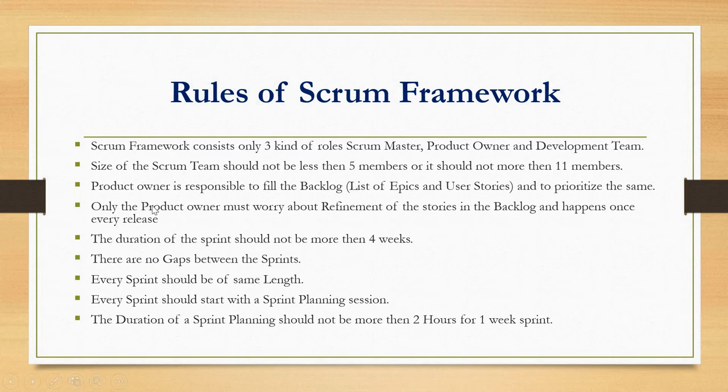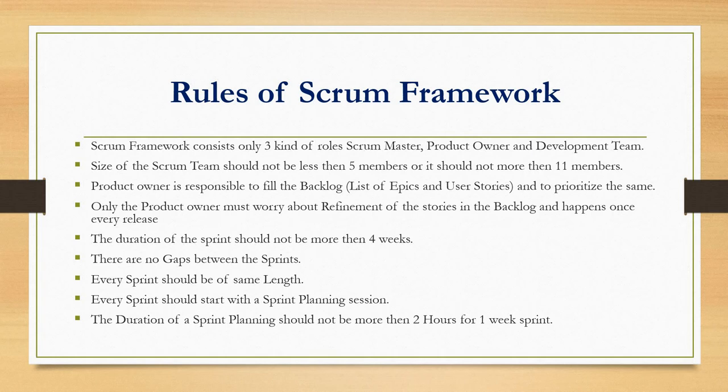Next, only the product owner must worry about refinement of stories in the backlog, and refinement happens once every release. Next, the duration of the sprint should not be more than 4 weeks. Next, there are no gaps between the sprints. Next, every sprint should be of the same length.